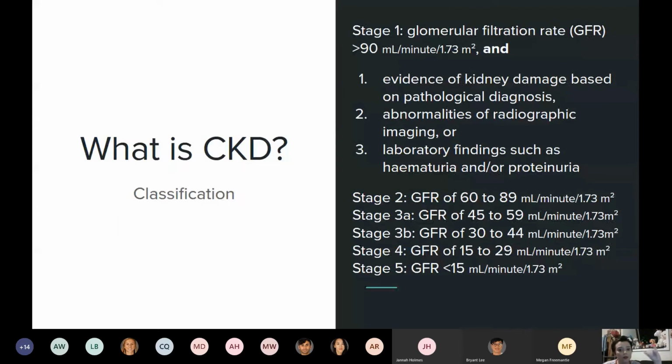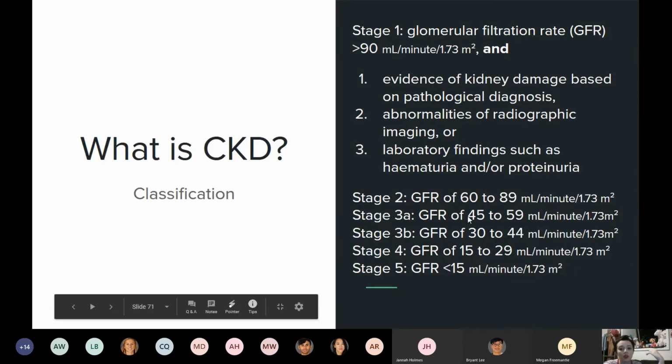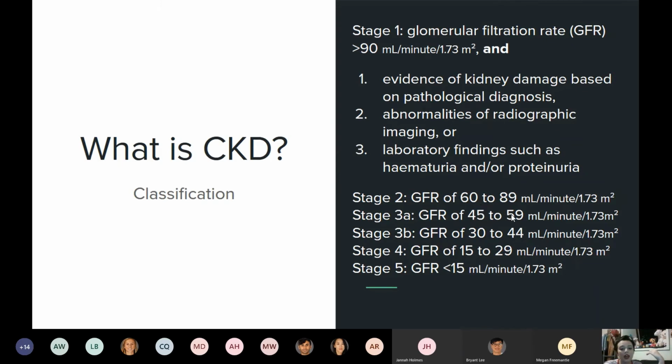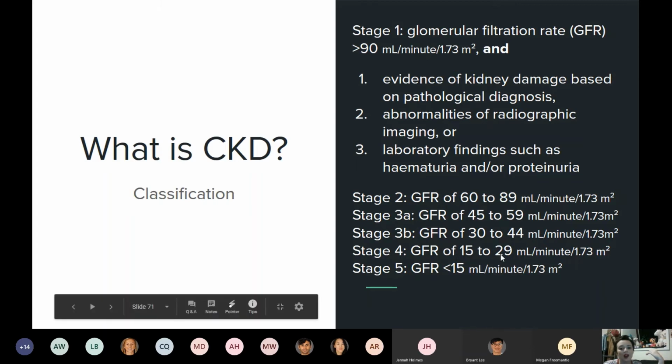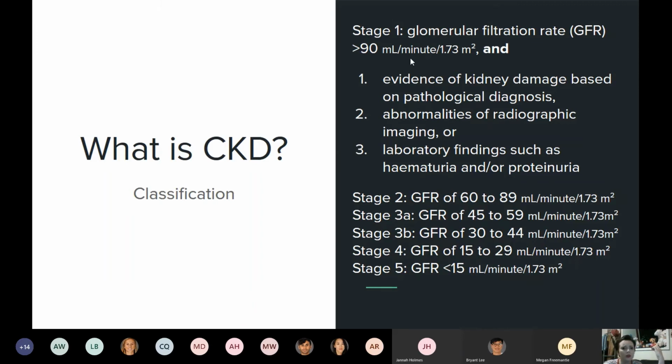So that's stage 1. Stage 2 onwards is when their GFR starts to drop. So their glomerular filtration rate is below 90. And you do need to know the different gaps between the stages, not least because you'll be asked it on a ward. So stage 2 is between 60 and 89, 3A is between 45 and 59, 3B is between 30 and 44, stage 4 is between 15 and 29, and stage 5 is below 15. So most people with CKD are in stage 1, but as people progress down the stages, they start to get more symptoms of having CKD.